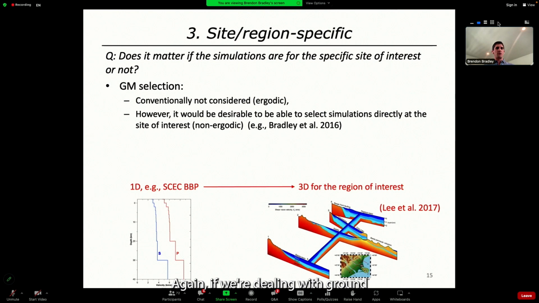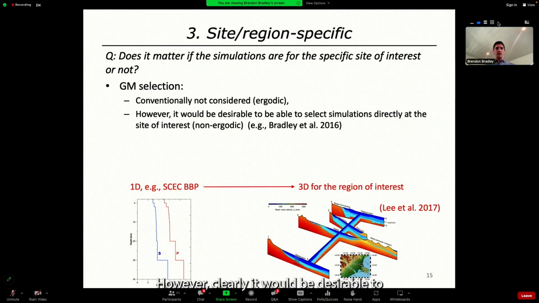Again, if we're dealing with ground motion selection, it's common to make use of simulations for other regions of the world, or for generic 1D velocity, quote unquote, 3D simulations that are performed with a 1D velocity model. As I referred to before, that's generally consistent with how we use recorded ground motions from other places in the world as well in an ergodic context.